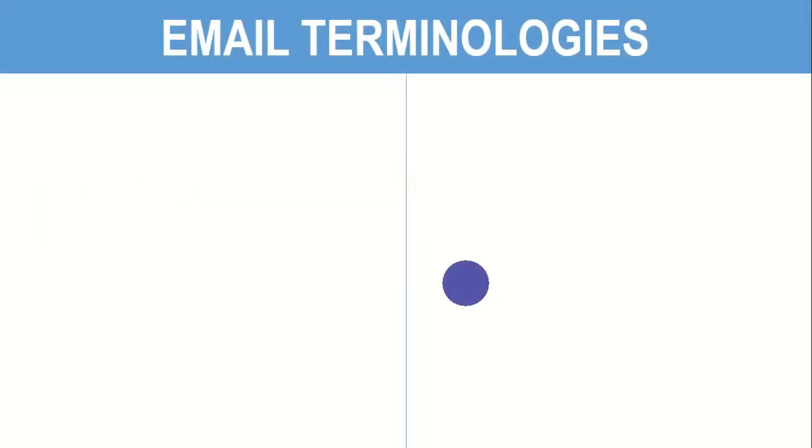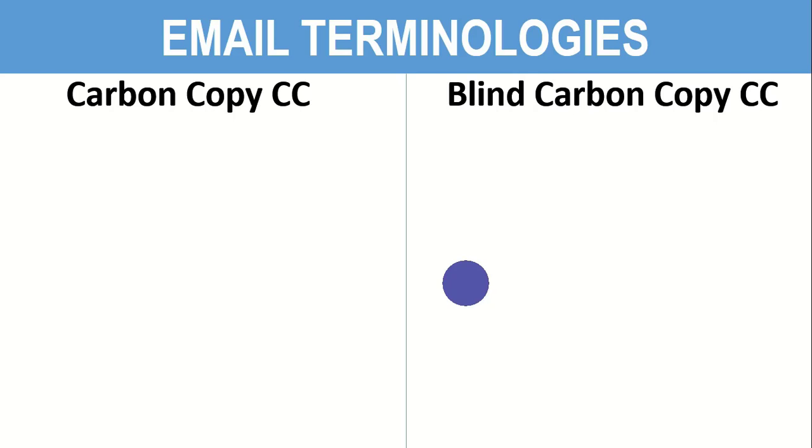Now, as I said earlier, these email terminologies are the carbon copy, which stands for the CC, and also the blind carbon copy. Now we are going to have some brief description about these two email terminologies. So we are going to start with the carbon copy.